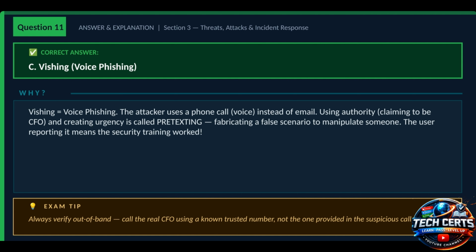Real-world note. Business email compromise and phishing attacks cost companies billions every year. Always verify out of band. Call the real CFO directly using a number you know and trust.